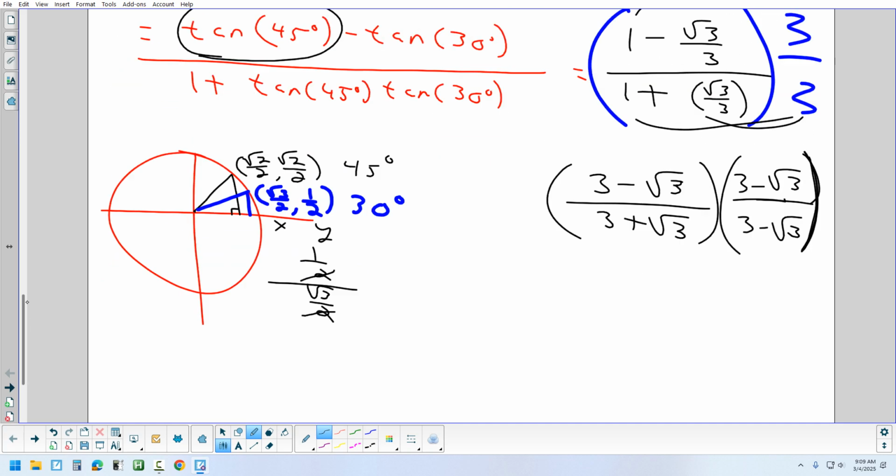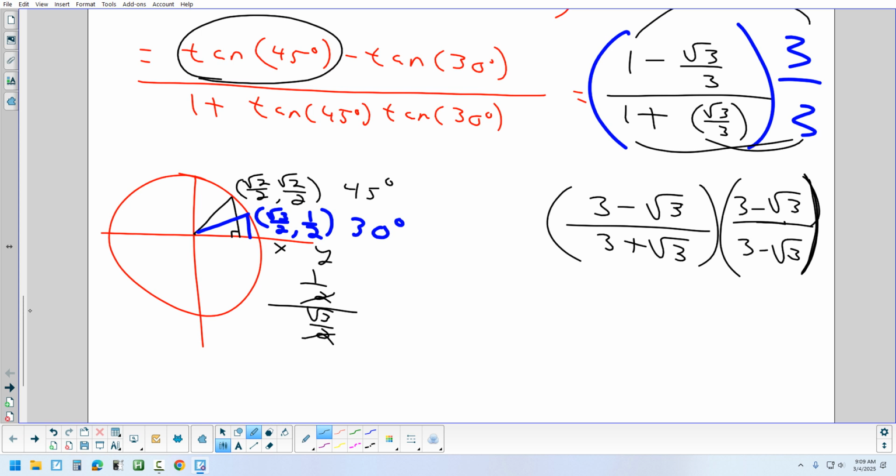Okay, let's do the bottom first. 3 times 3 is going to give me 9. What's 3 times negative root 3? And then combined with a 3 times positive root 3? 0, right? That's negative 3 root 3, positive 3 root 3. And what's root 3 times negative root 3? Negative 3. There we go. Very nice number in the bottom, 6.